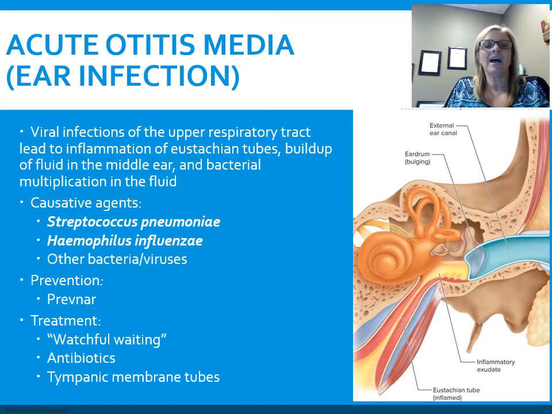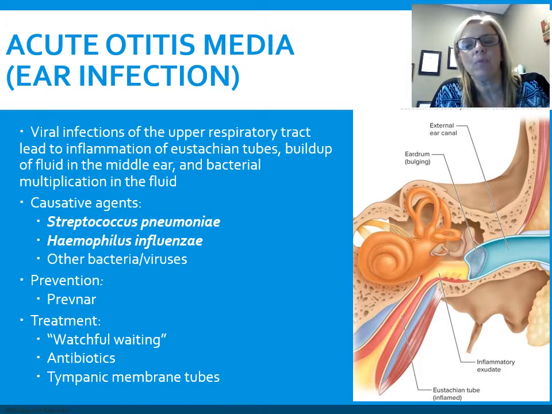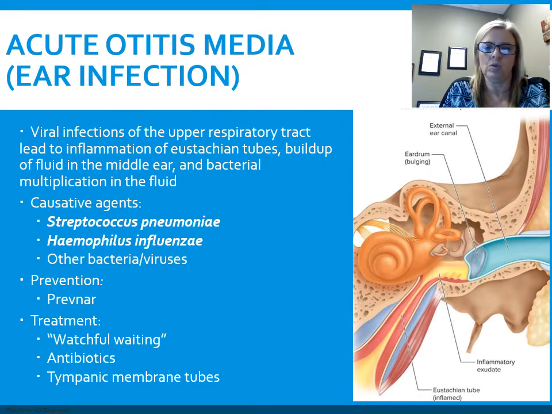All right, so otitis media. This is an acute ear infection, okay? A viral infection in the upper respiratory tract can cause the eustachian tube to become inflamed, and fluid then will build up in the middle ear, and that fluid is a medium for bacteria to multiply. The ear does not have normal biota, but bacteria do travel along the eustachian tube.